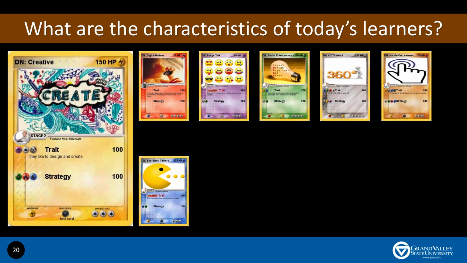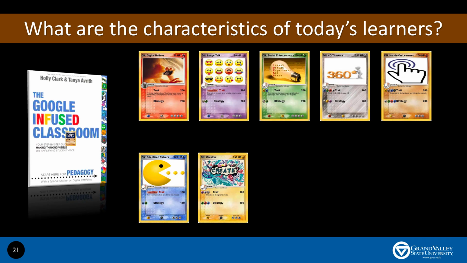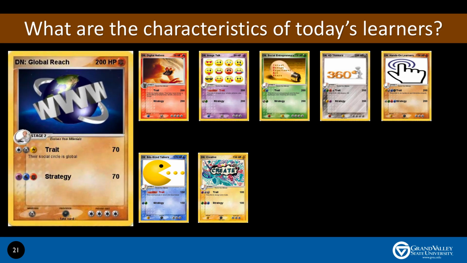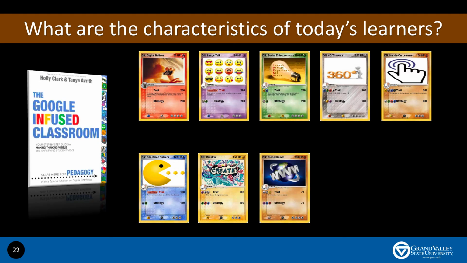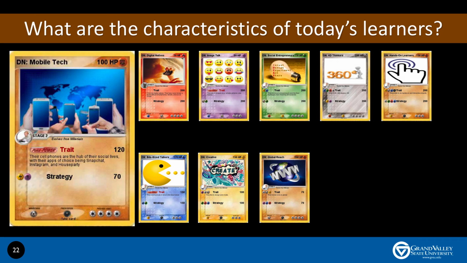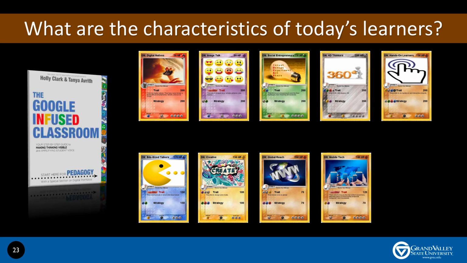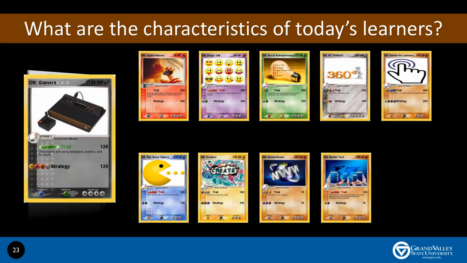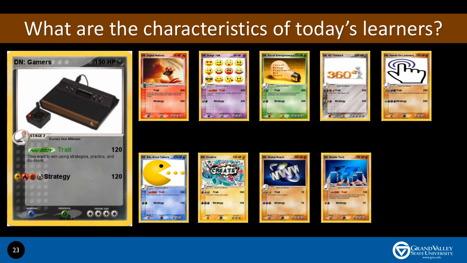They are creative. Number 8, they have a global reach. Their social circle is global, leading to a globalized culture. Number 9, they are mobile techies. Their cell phones are the hub of their social lives. Number 10, they're gamers. They want to win using strategies, practice, and do-overs.